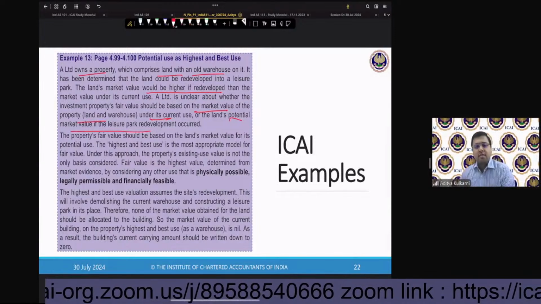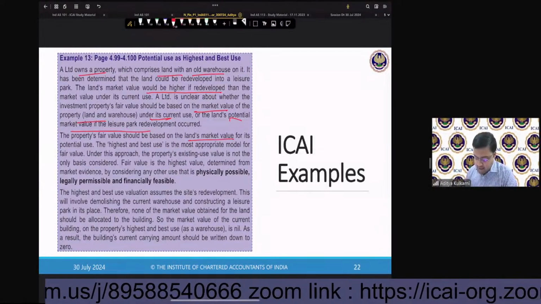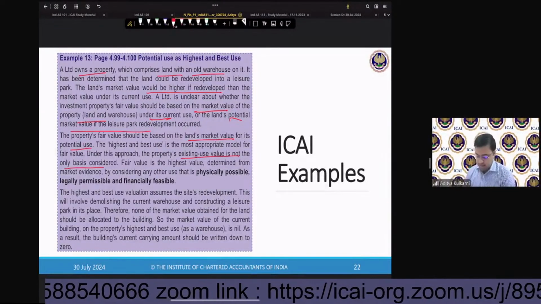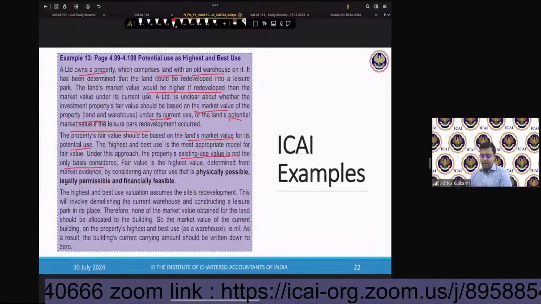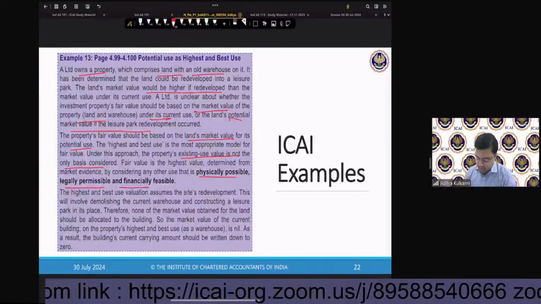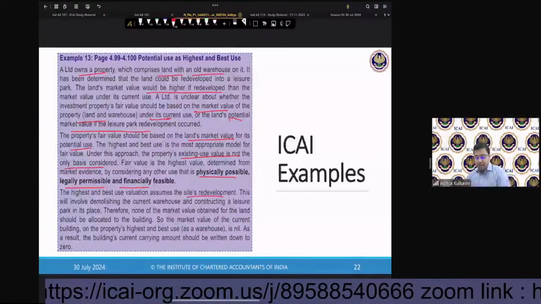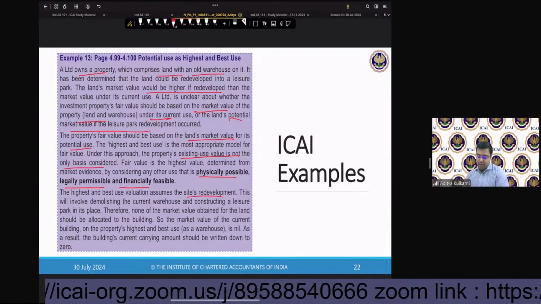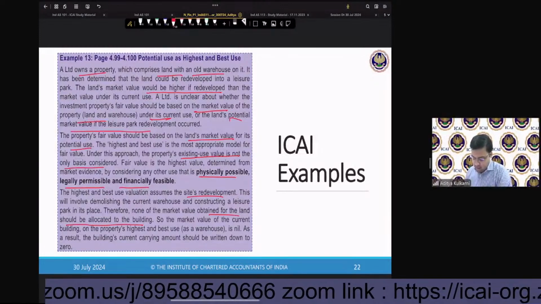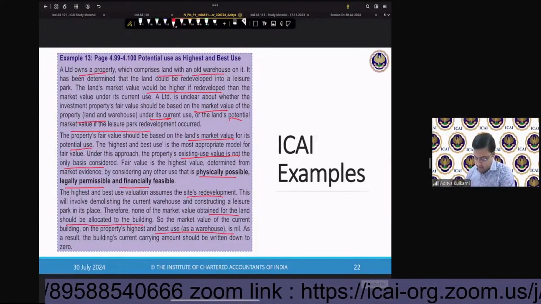Obviously, the leisure park has a higher value, so that will be the basis. So the property's fair value should be based on the land's market value for potential use. The property's existing use value is not the only basis considered. Fair value is the highest value determined from market evidence by considering any other use that is physically possible, legally permissible, and financially feasible. Okay. So highest and best use assumes that there is a redevelopment of the site, which will involve demolishing the current warehouse and constructing a leisure park in its place. Therefore, none of the market value obtained for the land is to be allocated to the building. So the market value of the current building on the property's highest and best use as a warehouse is zero. It is nil. And as a result, the building's carrying amount should be written down to zero.